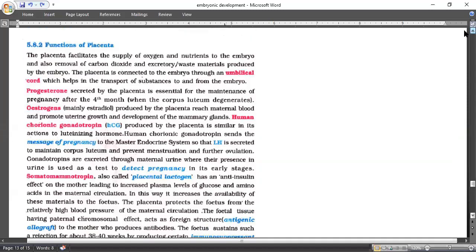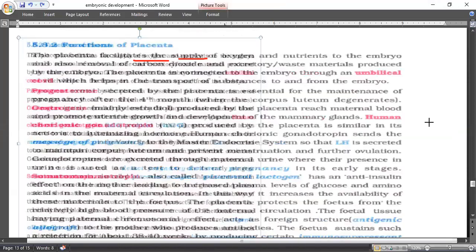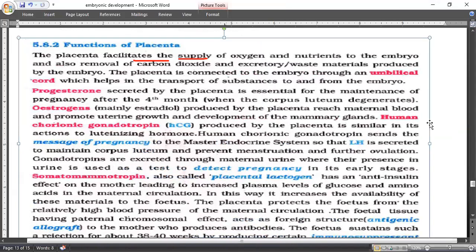The placenta facilitates the supply of oxygen and nutrients to the embryo, and also the removal of carbon dioxide and excretory waste material produced by the embryo. They all go through the umbilical cord artery, isn't it? I'm sliding a little bit. The placenta is connected to the embryo through an umbilical cord, which helps in the transport of substances to and from the embryo. That means the umbilical artery and umbilical vein.